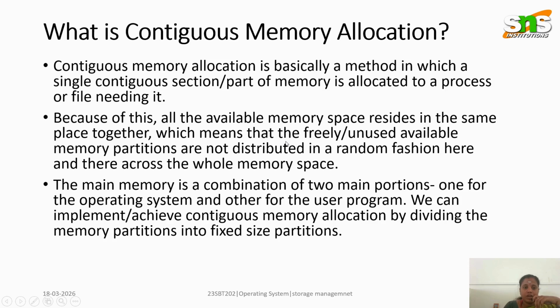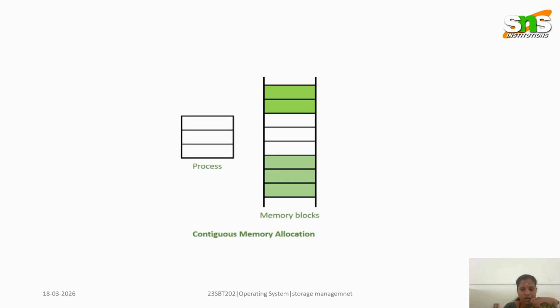Because of all this, all the available memory space resides in the same place together, that means we cannot freely allocate the memory partitions, and it is not distributed in a random fashion across the whole memory space. The main memory has a combination of two main portions. The first one is the operating system, and the next one is the user program. To achieve the contiguous memory allocation, we are dividing the memory into fixed size partitions as shown in the diagram.